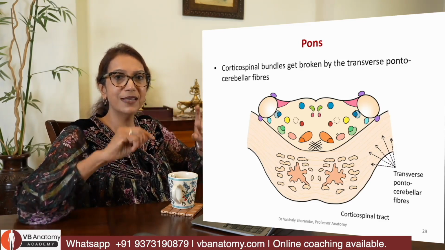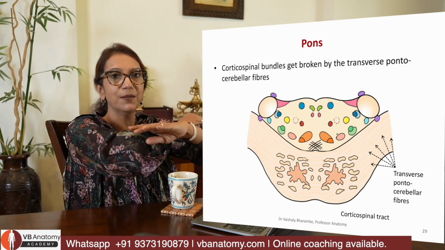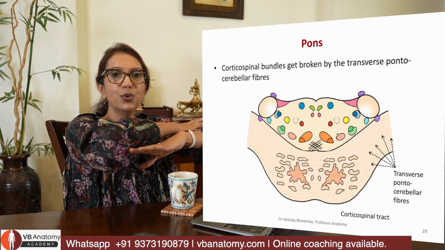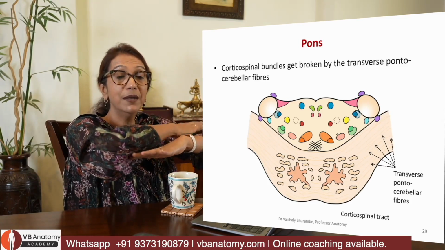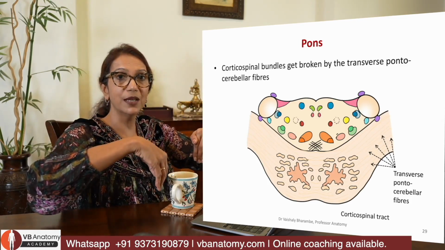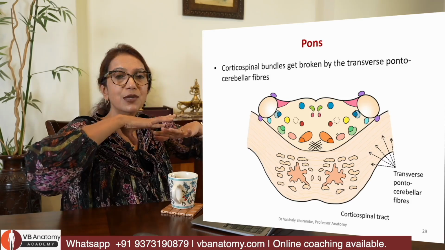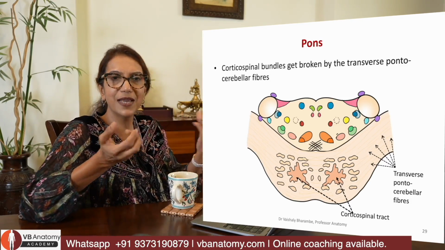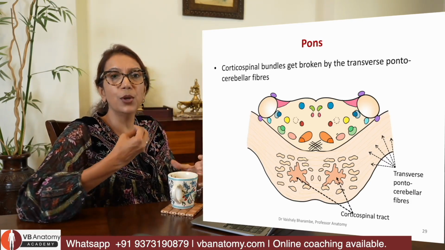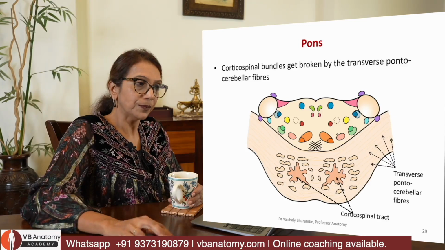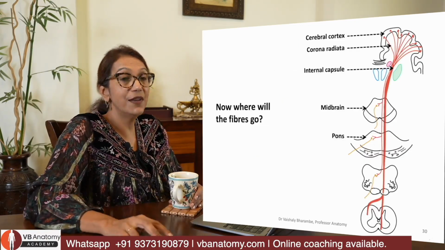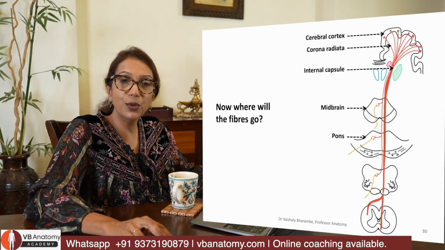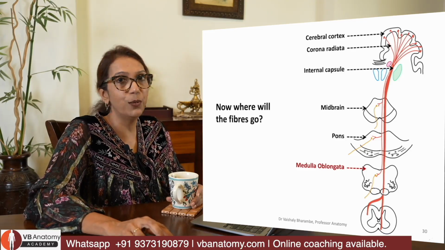Pontocerebellar. Please do this once. Cortico-pontocerebellar. They are going across pons to go to the opposite side cerebellum. But my corticospinal are descending vertically. So, they have to make their way between these horizontal fibers, and that is why your corticospinal tract gets divided into smaller bundles in the pons. Now they descend further. And where should they go? Common sense. Midbrain is done, pons is done. Where should they go now? Obviously, they'll go to the medulla oblongata.